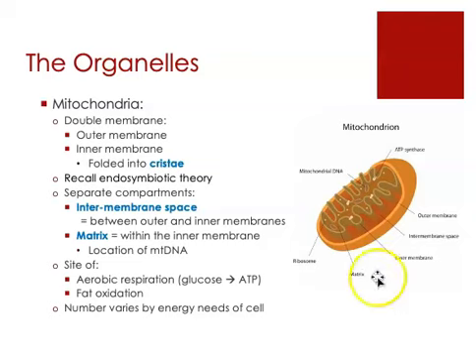The result of having these two membranes is that mitochondria have several different compartments inside of them. The space, for example, between the outer membrane and the inner membrane is referred to as the intermembrane space. That's a name that makes a lot of sense. Inter, which means between, membrane space. So the between membrane space.